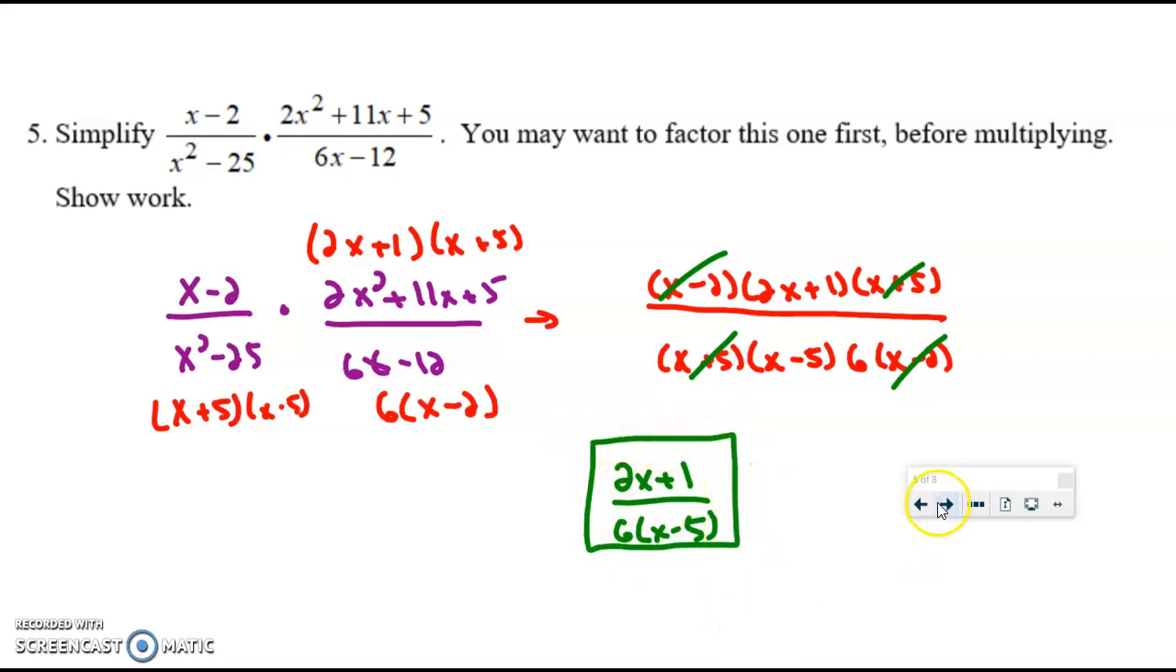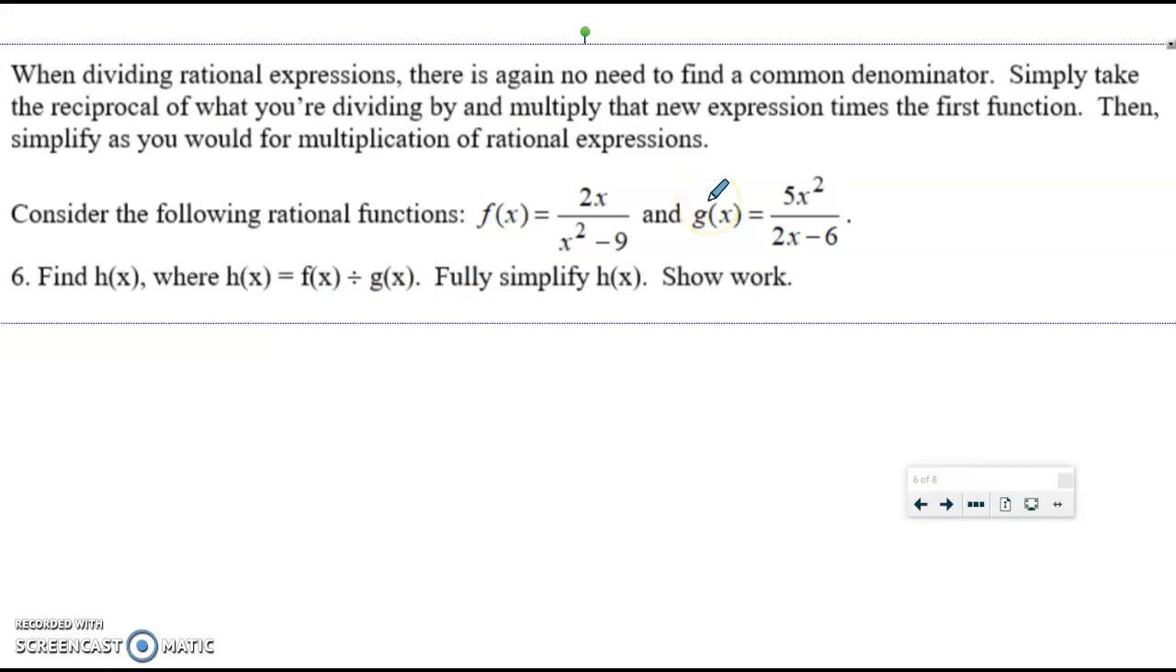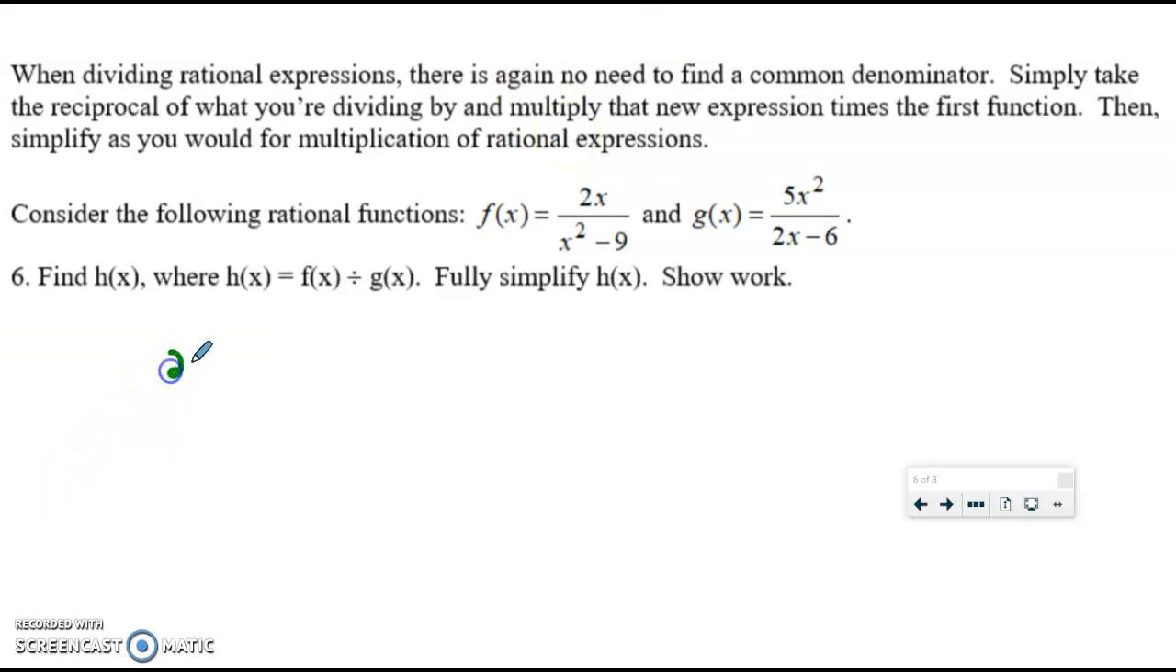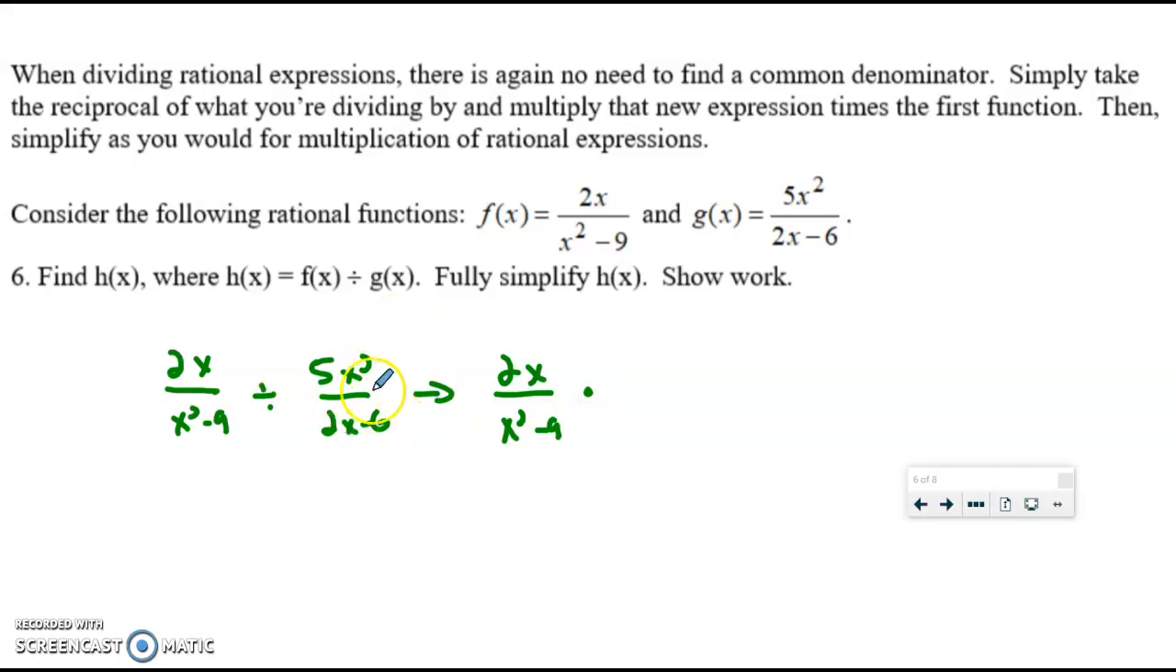Now, I can do the same thing with division. And just remember, division is the same thing as multiplying by the reciprocal. So right now I have 2x over x squared minus 9, and that's being divided by 5x squared over 2x minus 6. The first thing I would do is get rid of that division and rewrite it as multiplication. So I got 2x over x squared minus 9, times the reciprocal of this, 2x minus 6 over 5x squared. So I got 2x minus 6 now in the numerator and 5x squared in the denominator.